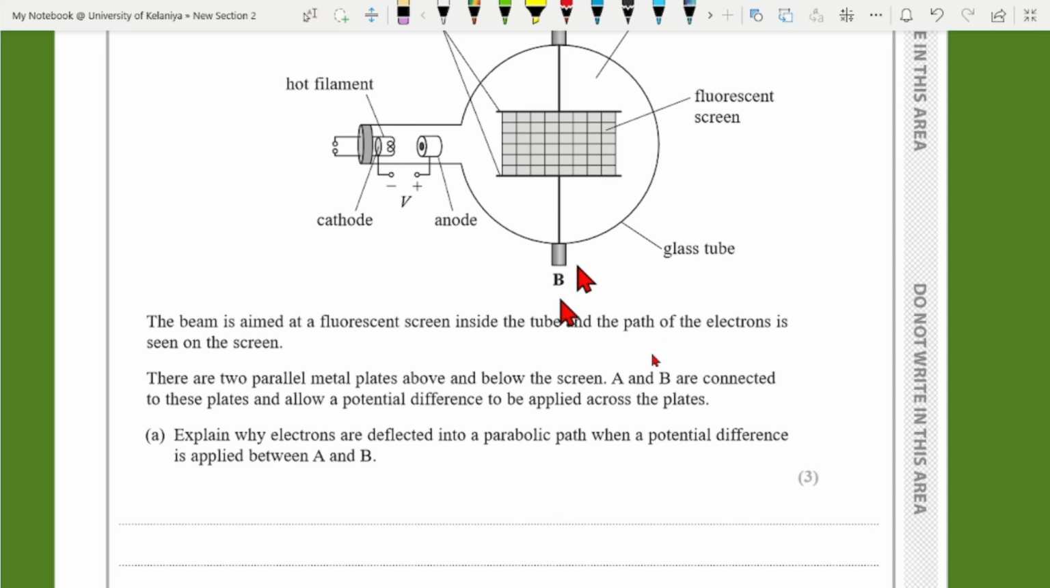Right, I hope you're familiar with the term parabolic. Why? Because when we are talking about projectiles in AS, we are talking about this path. When we throw something like this, I hope you have done projectiles, the path is like this. We call that path a parabolic path.